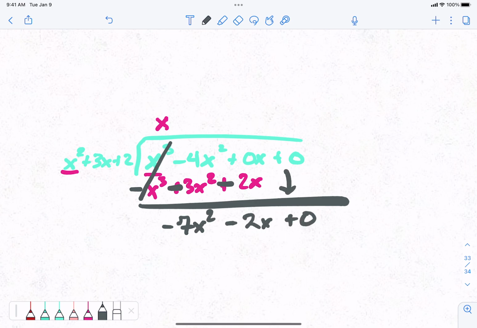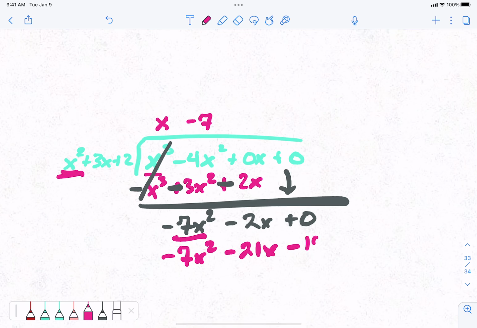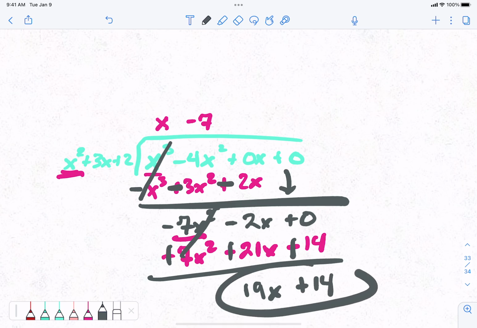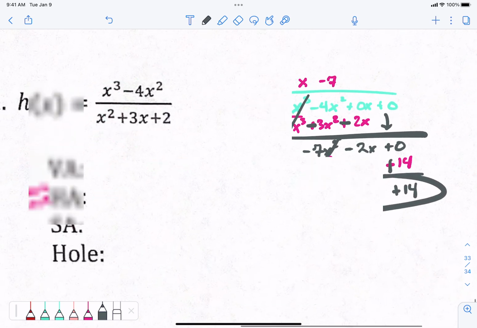-2x. And then is it -7? Yeah. Okay, so what do you take times x squared to get -7x squared? -7. Multiply it back through, -7x squared, minus 21x, minus 14. Flip the signs. At this point, I can probably stop because I don't need to go any further. 19x plus 14, we don't care what that is, that's my remainder, right?